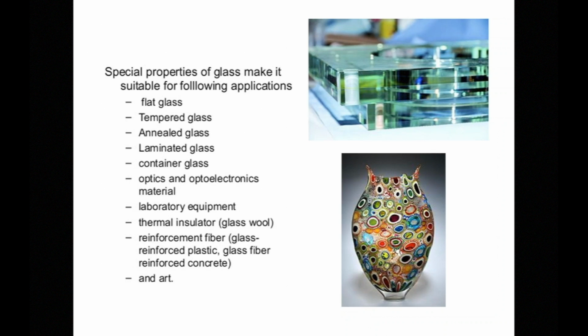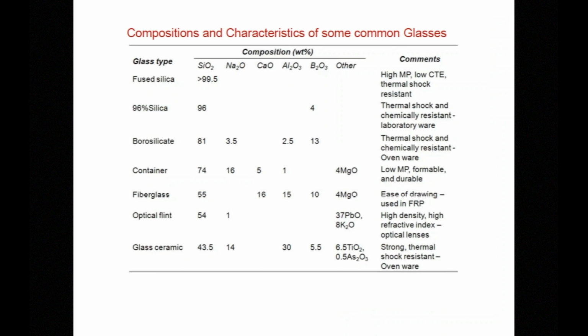So glasses can be classified in terms of their properties as well as processing method. Flat glass, float glass, tempered glass, annealed glass, laminated glass, okay? Glasses that are used for optics, laboratory equipment, Pyrex, thermal insulators, reinforcement fibers. In fact, a lot of glass is actually used for making glass fiber reinforced polymer materials. So think about boats, panels, structural transport made up of fiberglass type of materials or composites.